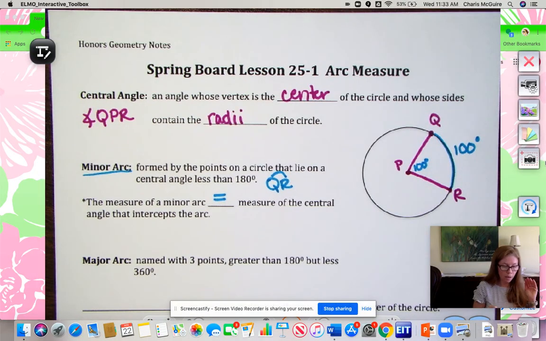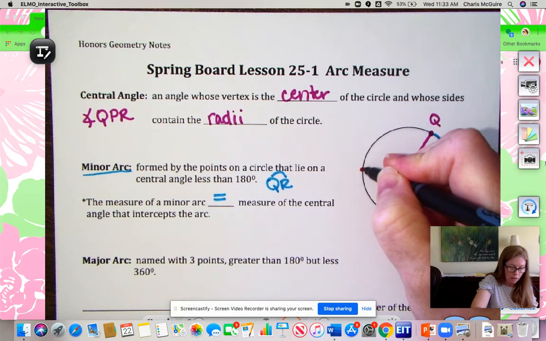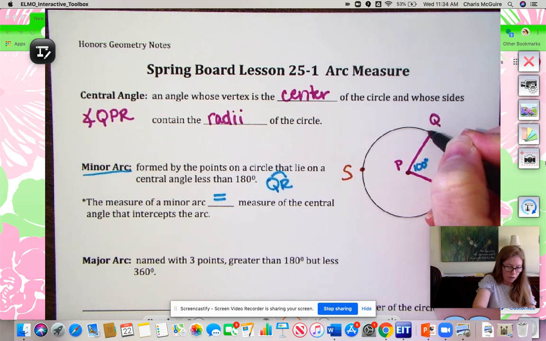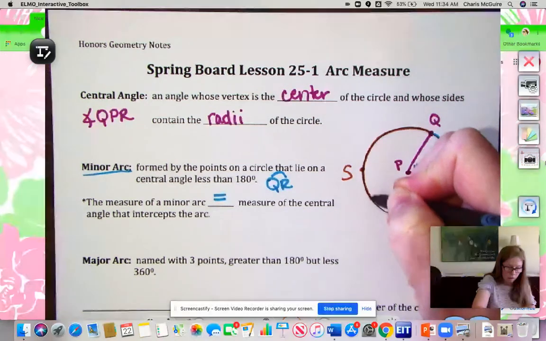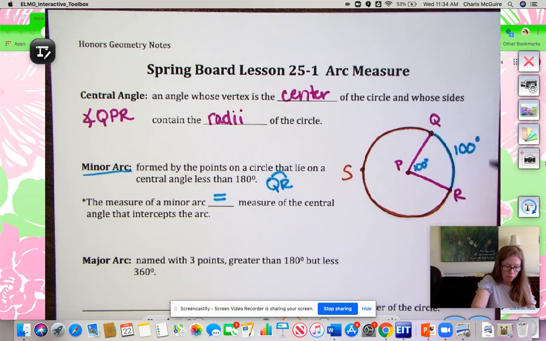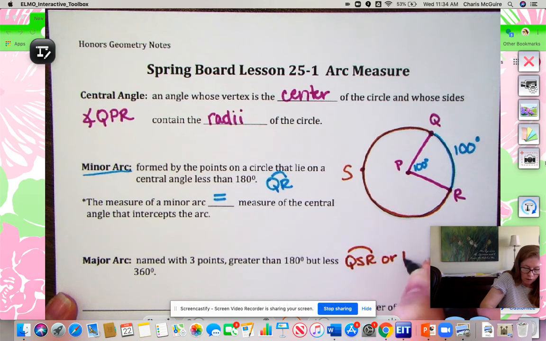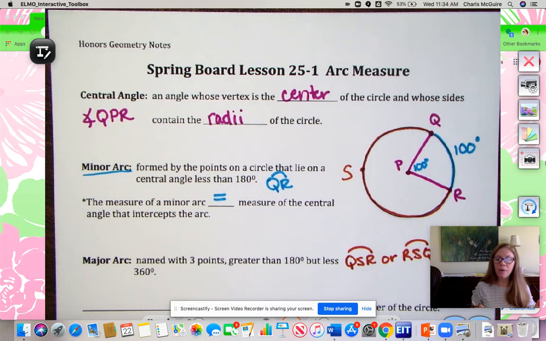We also talked about major arcs, and major arcs are going to be bigger than 180 degrees. So if I put another point out here, and we did this the other day on our picture, let's just give it an S. I could look at this major arc QSR, right? Or we could call it RSQ. So there's a couple of different ways. We could do QSR, that could be a major arc, or we could call it RSQ. And how big would that arc have to be?